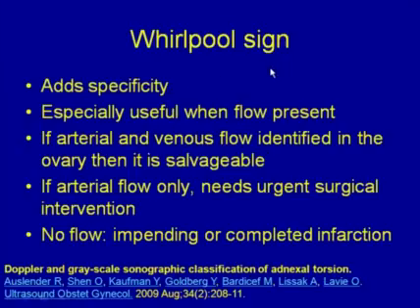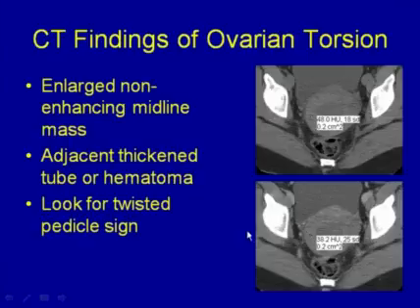So the whirlpool sign will add specificity, and it's really useful even when you have flow present in the ovary. In fact, it's encouraging because it tells you that the ovary is salvageable. If you have arterial flow only, some people suggest that that means you need urgent surgical intervention, and if there's no flow at all in that whirlpool, that means you probably are on your way to infarction.